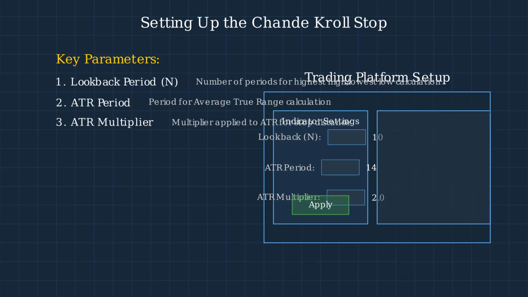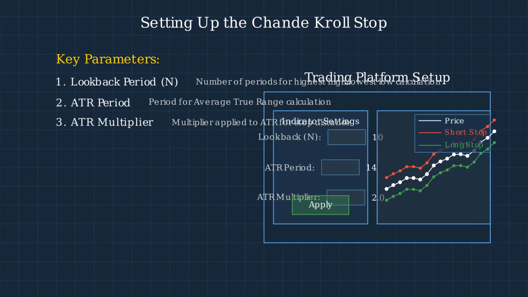The Chande Kroll Stop will display as two lines on your chart: a red line above price for short positions and a green line below price for long positions. These stop lines adjust dynamically as new price data forms, helping you manage risk and identify potential trend changes.